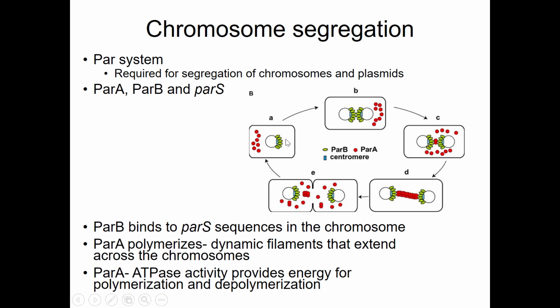So here, PAR S is actually labeled the centromere here in blue. So PAR B, this green protein, is going to bind to PAR S in the chromosome. Here you can see after replication, there's now two of them. PAR A has ATPase activity, meaning it's able to bind to ATP, hydrolyze ATP, and this causes it to polymerize and depolymerize. And as PAR A polymerizes and makes this filament, it pushes the two chromosomes to opposite ends of the cell. Once it's done that, it can depolymerize, allowing the cell to divide.